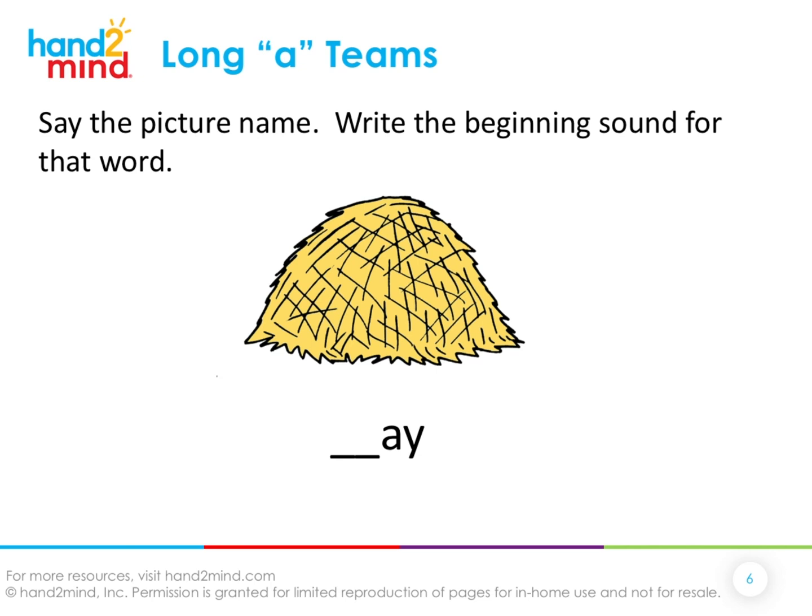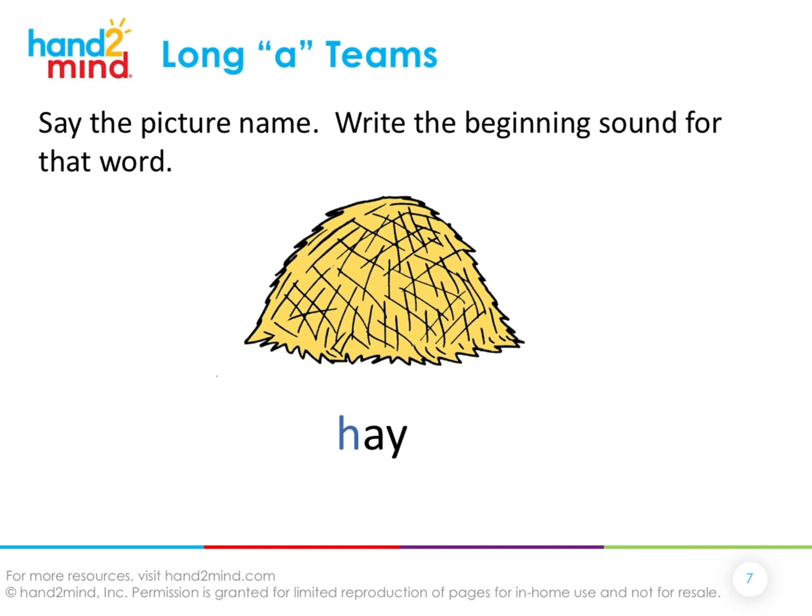So, what I want us to do now is I'm giving you the long vowel, and I want you to tell me what is the beginning sound for this word. Here we have a pile of hay. So we know that the long vowel sound in hay is A, made by AY. So what's the beginning sound for that word, hay? Well, the beginning sound is H, made by the letter H, as in hay.